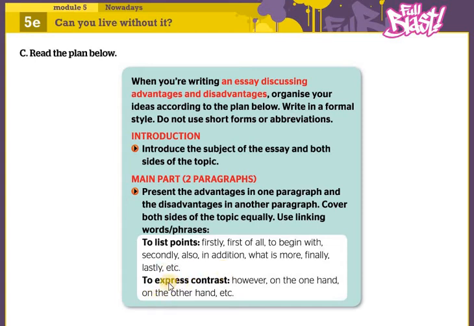And here, some new words to express contrasts, right? For example, when you have two contrastive ideas, two ideas that are not the same, however, you can use this word, or on one hand, on the other hand. For example, on one hand, you can describe the advantages. On the other hand, you start to describe the disadvantages, right? So on one hand, on the other hand.